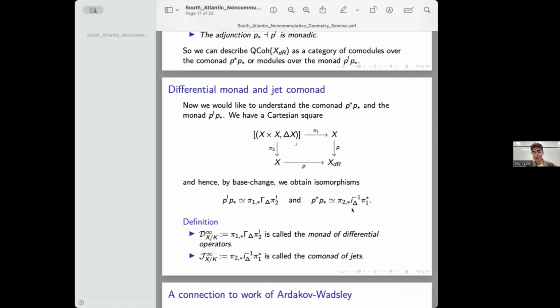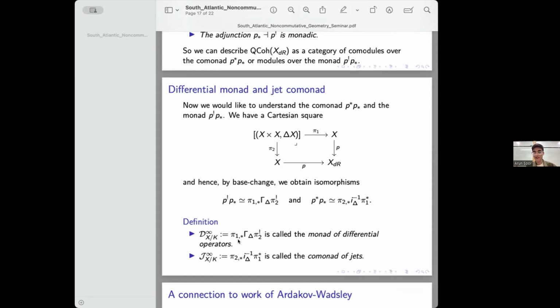Or you can, I've written the 1 and 2 the other way around here for technical reasons. But for instance, if I do lower star push forward and then upper star pullback, that's the same as doing push-pull the other way around, but now with the upper star functor. So you have to obtain these base change isomorphisms. And it turns out that this obtains the structure of a monad from this isomorphism. And this endofunctor is precisely differential operators.